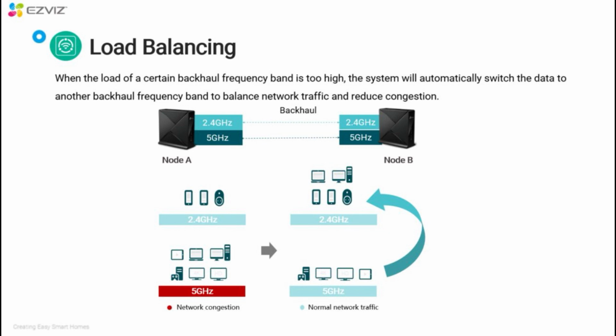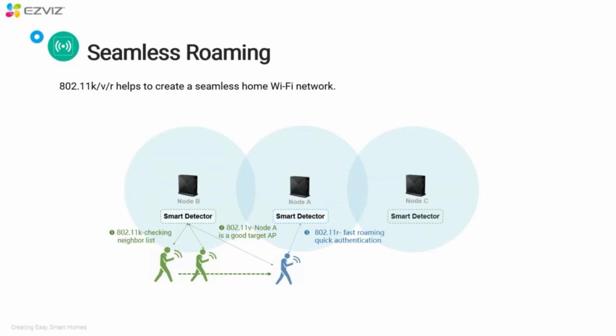And let's have a look at the advantages of mesh technology. The first is load balancing. When the load of a certain backhaul frequency band is too high, such as when the 5 GHz network is congested, the system will automatically switch the data to another backhaul frequency band to balance the network traffic and reduce the congestion.